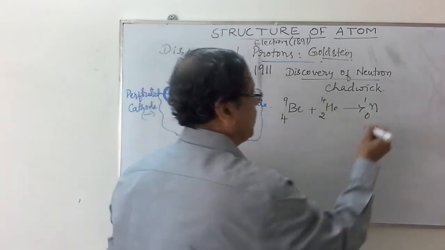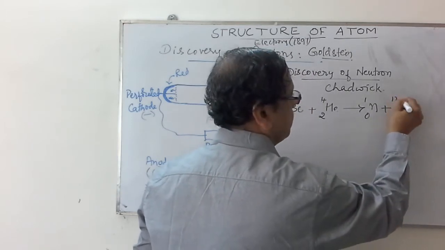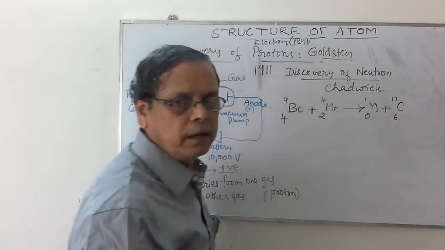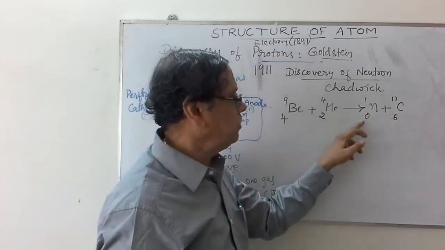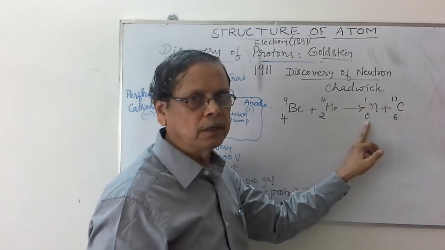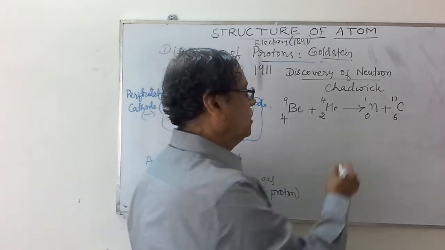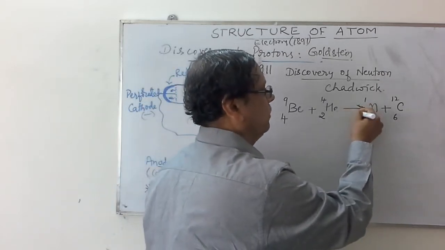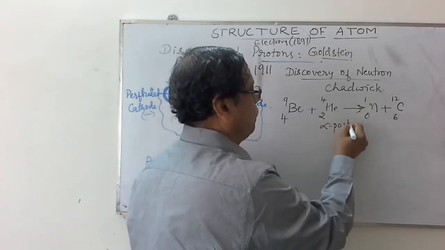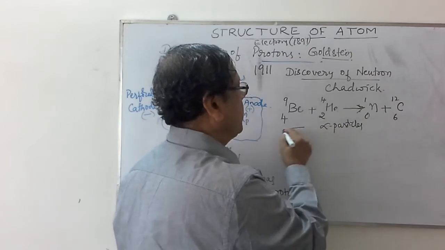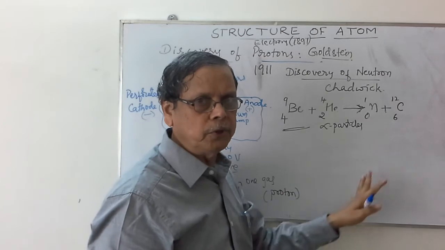The other element that we have in this reaction is carbon with atomic number 6 and mass number 12. This is called the balancing of radioactive reactions. Once we know the fundamental particle that is produced, the remaining element can be very easily balanced. So during this process of artificial radioactivity, by bombarding alpha particles onto lighter nuclei like beryllium, we observe that neutrons are produced.